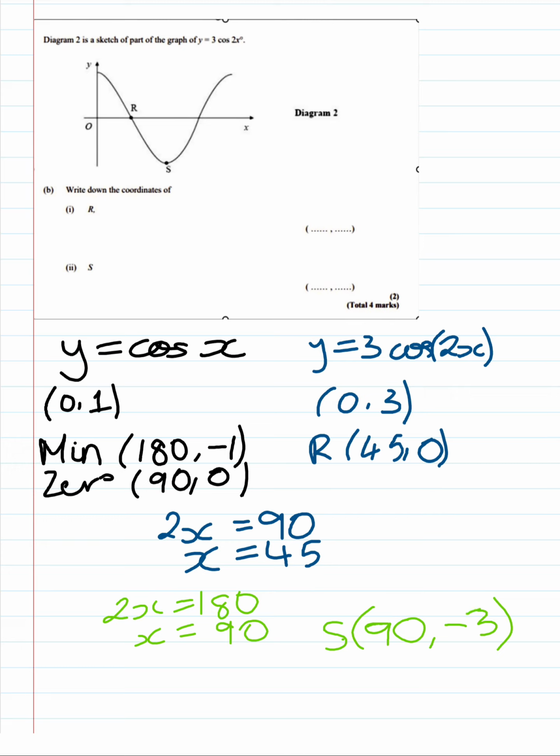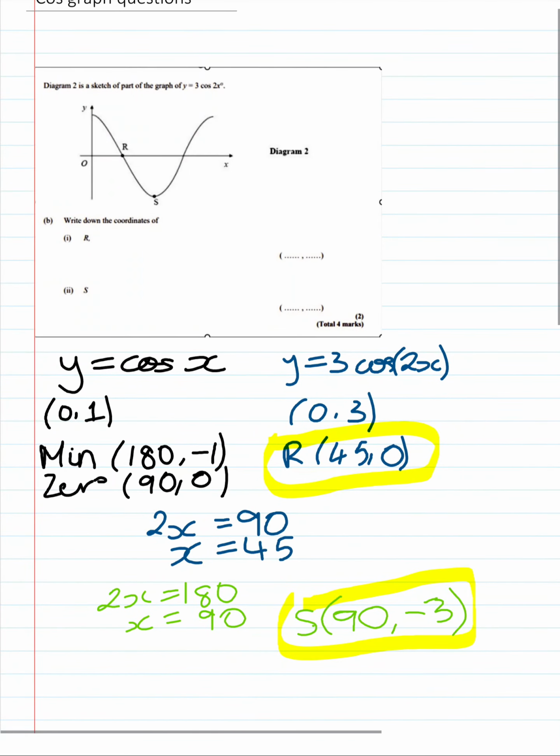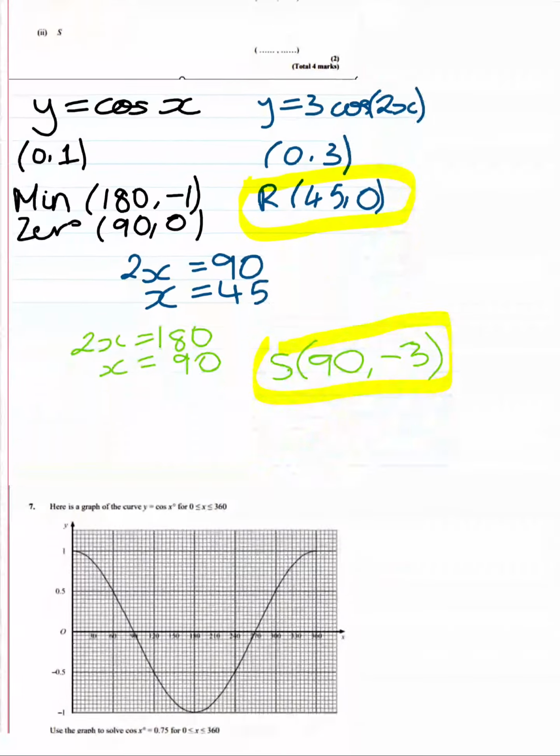And there we go. We've managed to find a value for R and a value for S. If you want to think about it in terms of graph transformations, this is also a valid approach, and more information on graph transformations can be found in one of the other videos I've done.